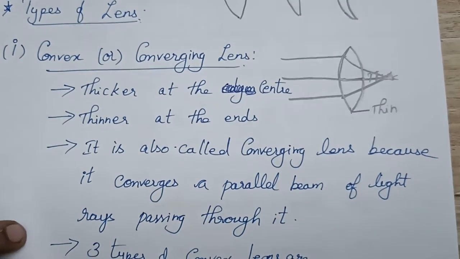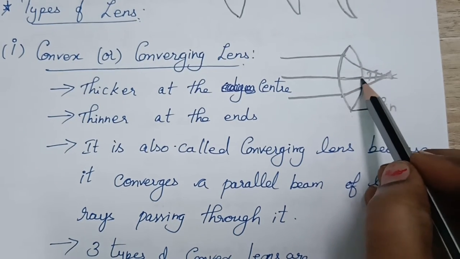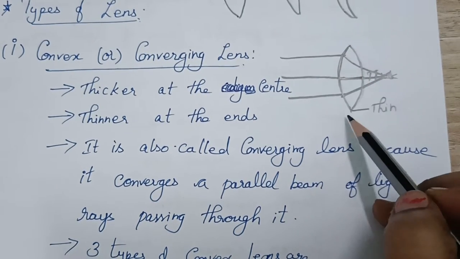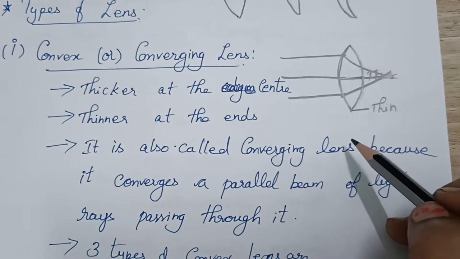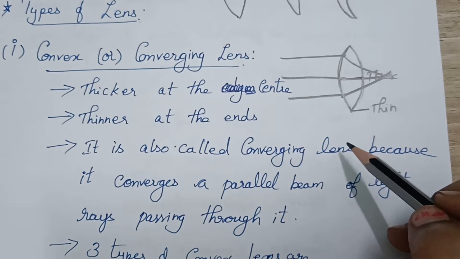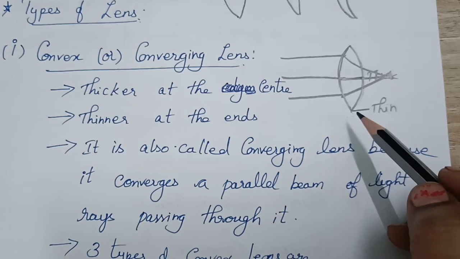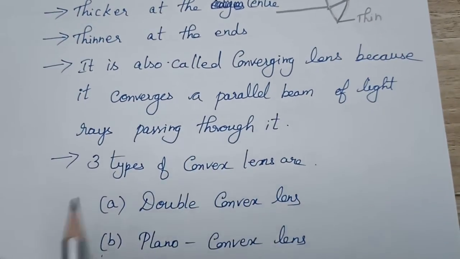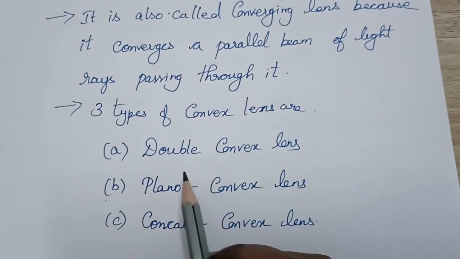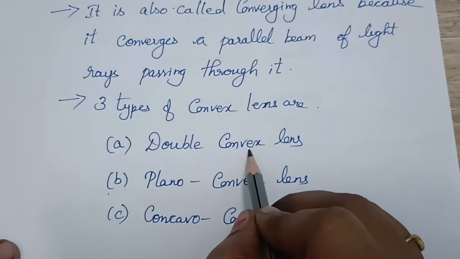So what is meant by a convex lens? The lens which is thick at the center and thin at the edges is known as a convex lens. It is also called a converging lens because it converges the parallel rays at a point when they pass through it. There are three types of convex lens: the double convex lens, the plano convex lens and the concavo convex lens.